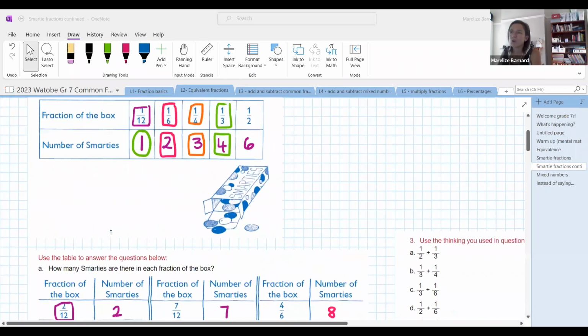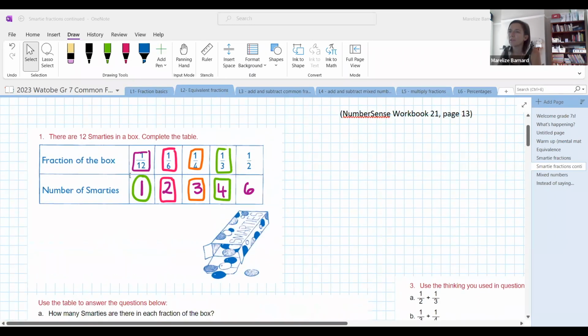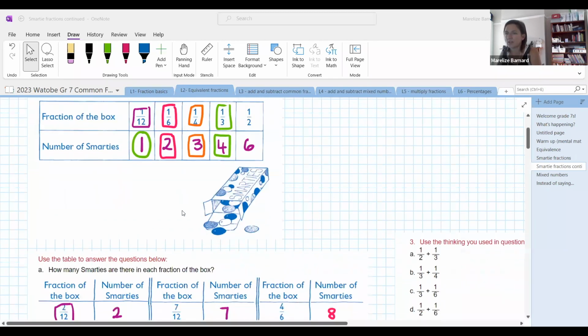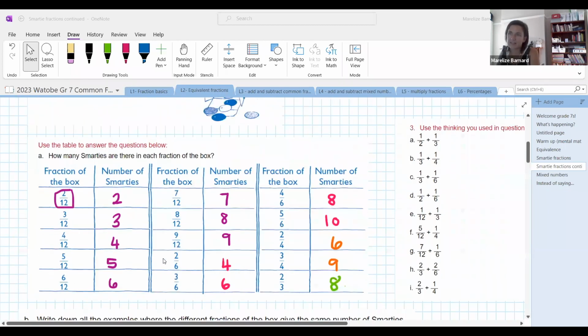Okay, so this is what we did on Monday. We said we have this box of Smarties, 12 Smarties, and we divided it first into 12ths, then 6ths, then quarters, thirds, and a half. And each time we said however many Smarties there were each time we divided it. Okay, so then we filled out our table, and this is what we got.